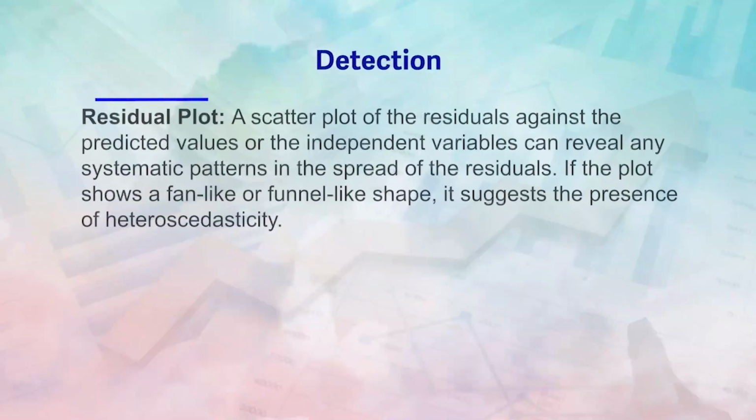Like the other violations, everywhere the first detection would be by plotting the data. So what we can do, we can plot the residual series, because it is the variance of the error term which is changing. So we find out the scatter plot of the residual series, and we find out the spread of the residual. So if there is a fan-like or a funnel-like shape which keeps on changing or which follows a certain pattern, then definitely heteroscedasticity is very much there.